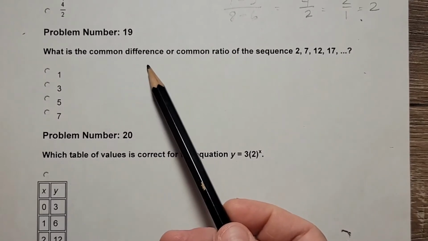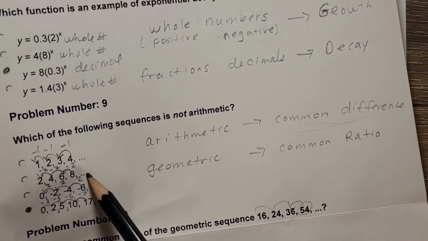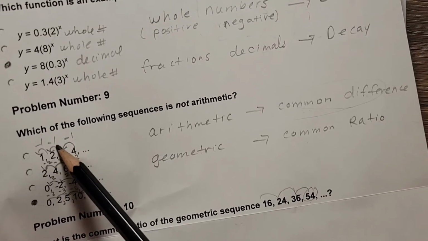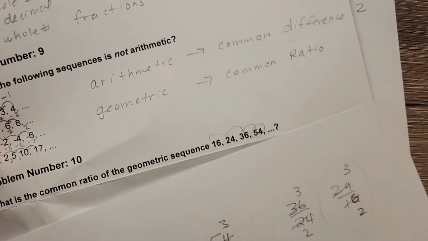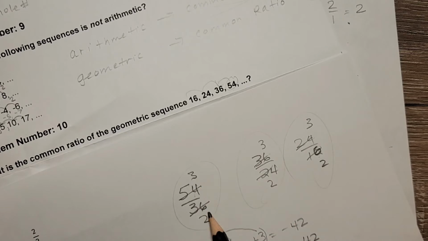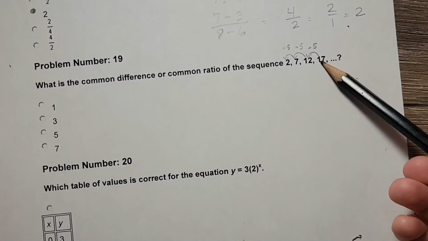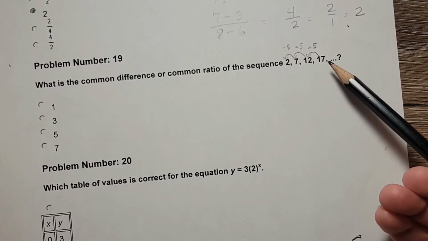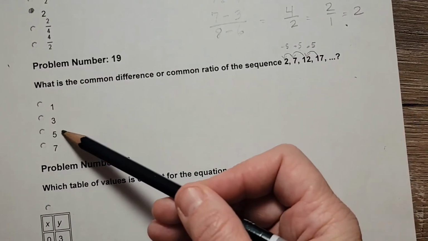Okay, problem number 19. What's the common difference or common ratio of this sequence? Remember on problem 9, we talked about arithmetic sequences have common differences and geometric sequences have common ratios. So you have to see is there a common number that is being subtracted, or do we have a common ratio where we put the number over the one in front of it and it reduces, they all will reduce to a common ratio. This one's pretty easy. It's easy to see that if you subtract 5, subtract 5, subtract 5, that you're going to get the next number. So the common difference was 5. You don't have to put the subtract 5. You just put 5.